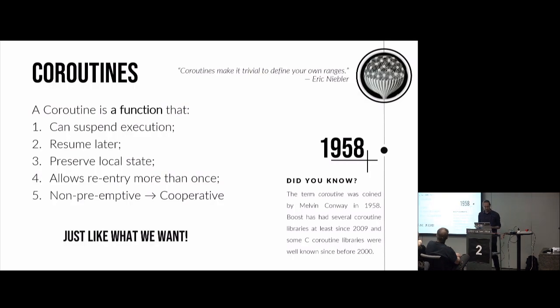And basically, this is where coroutines come from. The simplest definition of a coroutine is a function that can suspend execution and be resumed later. So it allows suspending and resuming execution at certain locations and preserves its local state, so that when we re-enter it, we can re-enter it more than once and continue wherever we left off. And in contrast to threads, it's a kind of cooperative yielding. So it's non-preemptive.